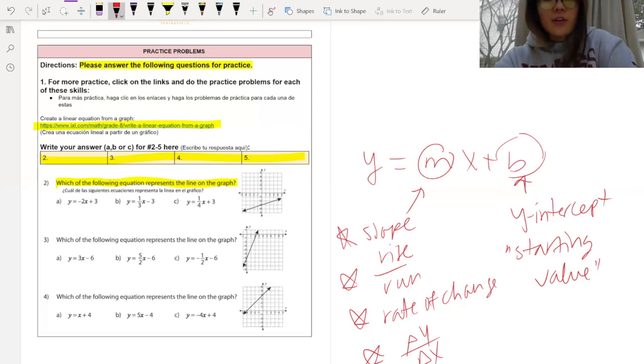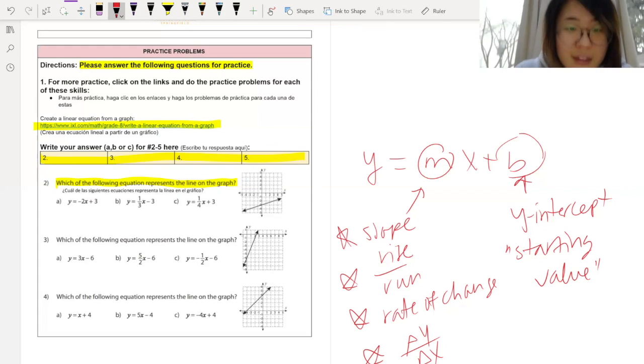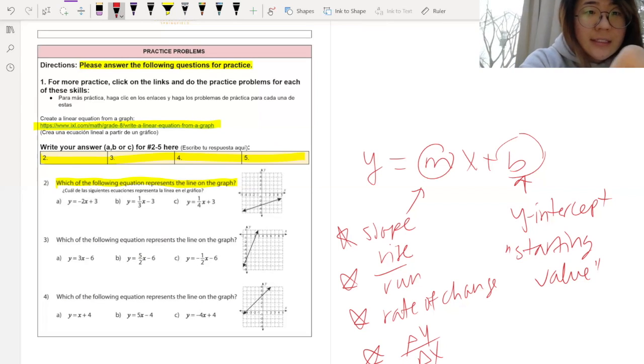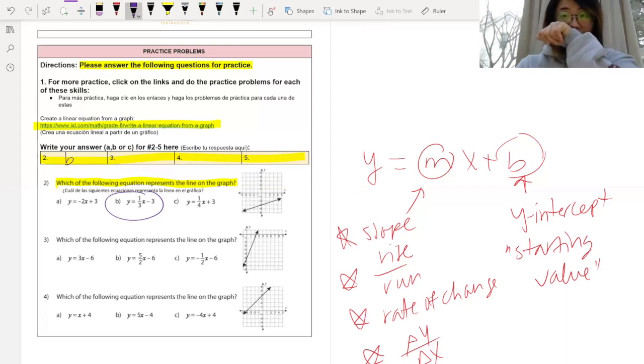So hopefully by now you paused the video, you looked at the graph, and you were able to see whether it's A, B, or C. And I'm going to show you the correct answer. In this case, the graph is kind of hard to see. The correct answer is B, and you would write down your answer here. So how did I figure that out?